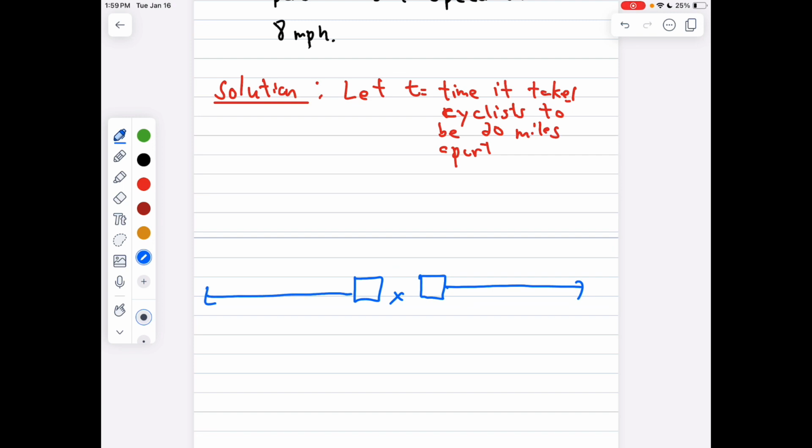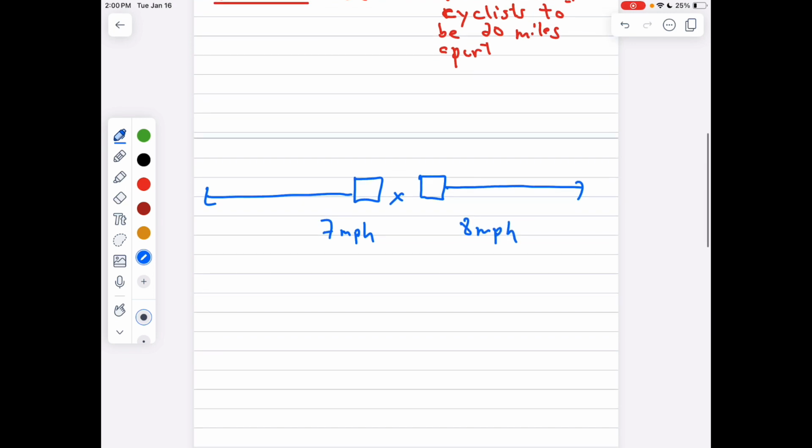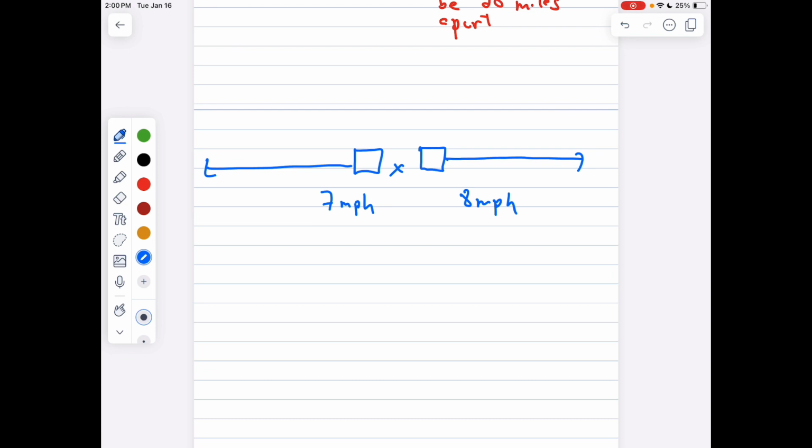And each of these has a different speed. One has a speed of 7 miles per hour, and the other one's got a speed of 8 miles per hour. And the idea is I want to know when they're 20 miles apart. So if you combine their distances, they would be 20 miles apart. And that fact leads us to an equation.